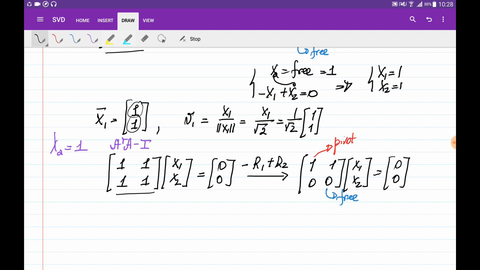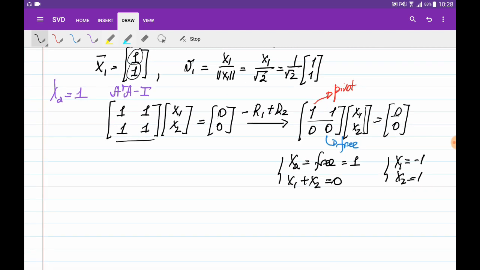So we can choose x2 as anything, but we usually choose it as 1 because we would like to have uniform solutions for everyone. Now, if we multiply the first row by the first column and equate this to 0, we get the equation x1 plus x2 is equal to 0. By substituting x2, we get x1 equal to minus 1 and x2 equal to 1. So this is now the second eigenvector, minus 1 and 1. By normalizing this, we obtain the second column of the matrix V.